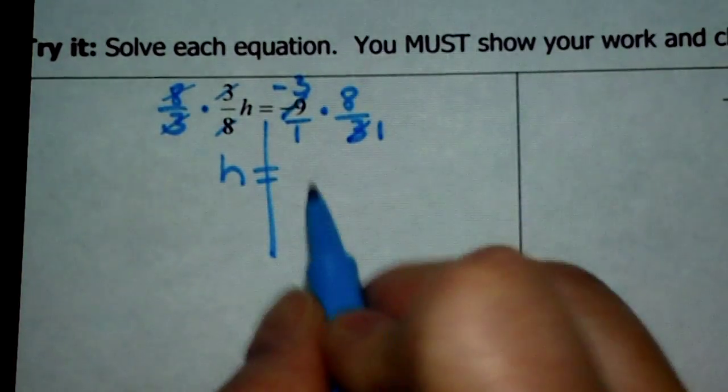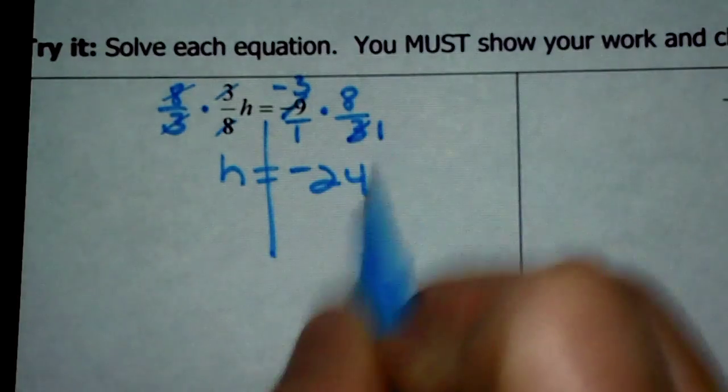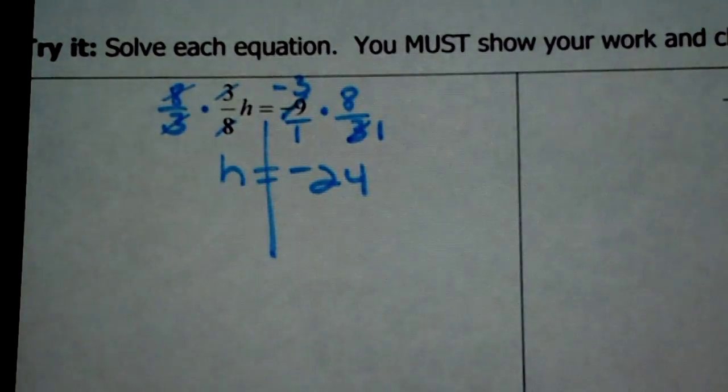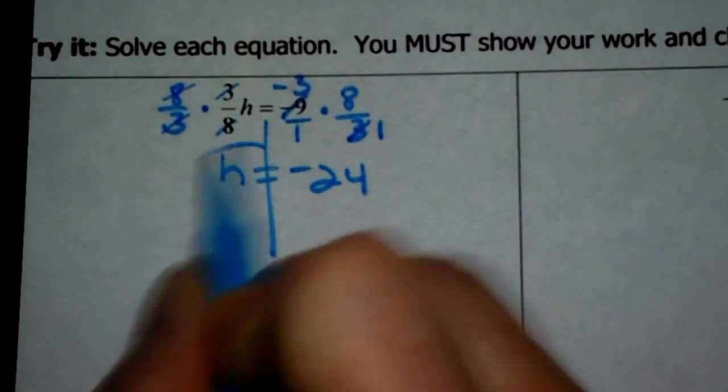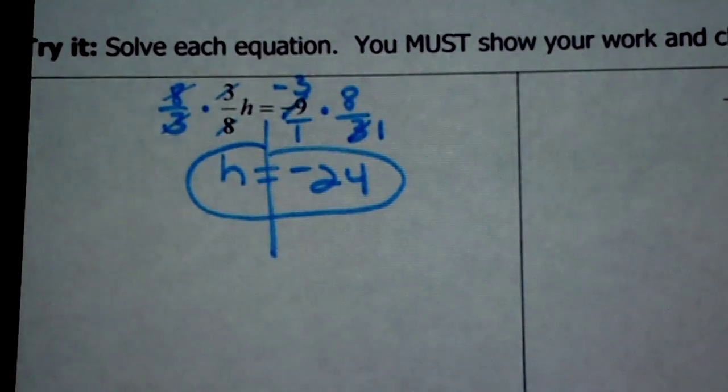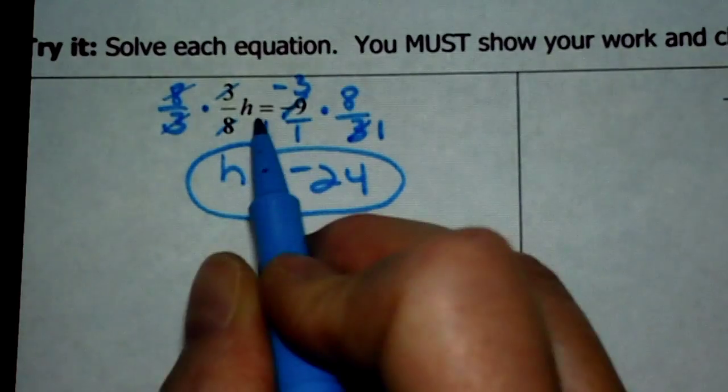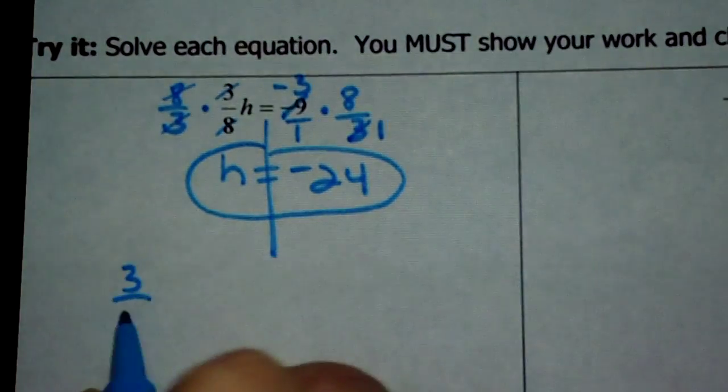-3 times 8 is -24, 1 times 1 is 1, and when it's a denominator of 1, you don't need to worry about it. So h equals -24. When you go to check this, 3/8 times -24 should give you -9, meaning this.